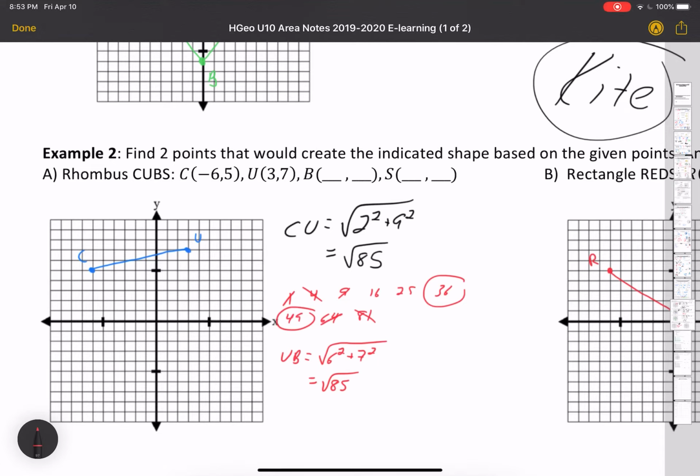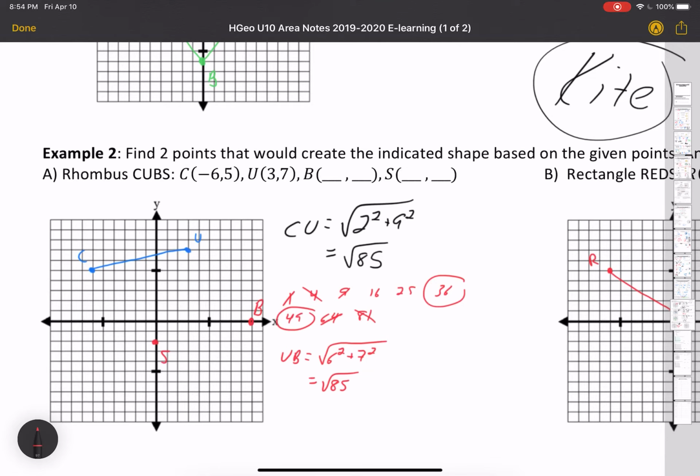So, for example, starting at U, I could go down 7 to the right 6. 1, 2, 3, 4, 5, 6, 7. To the right 6. 1, 2, 3, 4, 5, 6. And that could be the location of B. And then, because in a rhombus, the opposite sides are congruent and parallel, I just duplicate that slope from C. So I go down 1, 2, 3, 4, 5, 6, 7. To the right, 1, 2, 3, 4, 5, 6. And I could have that be coordinate S.